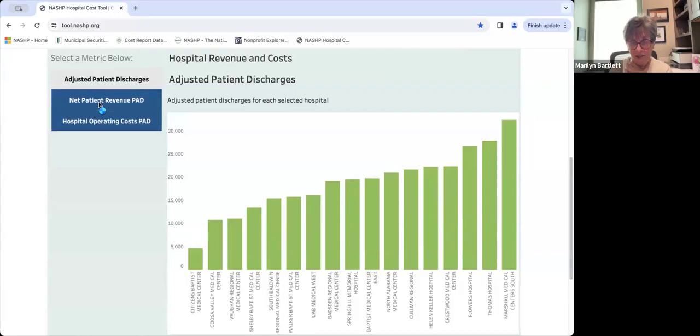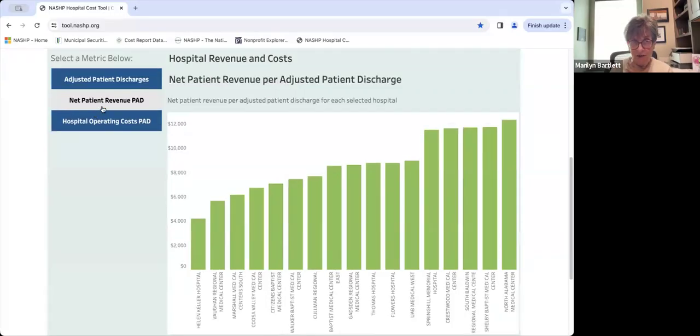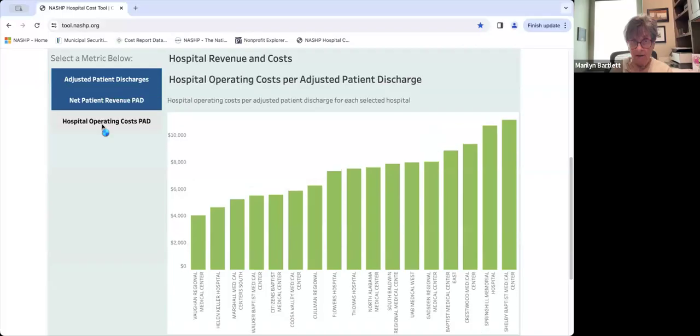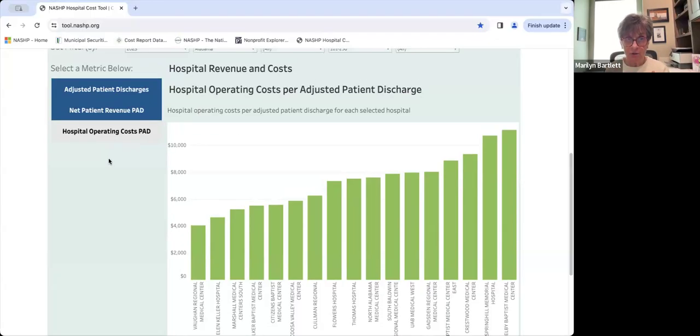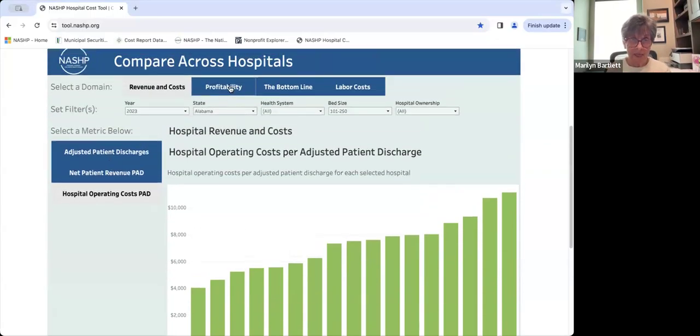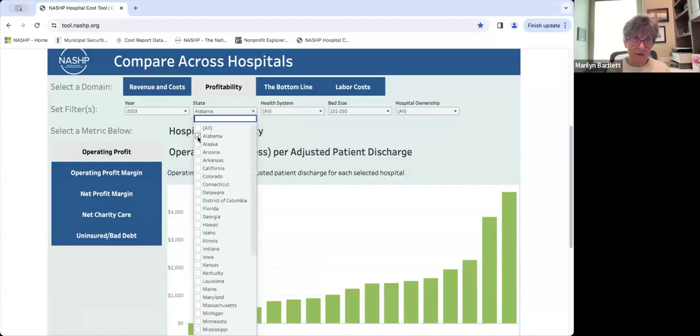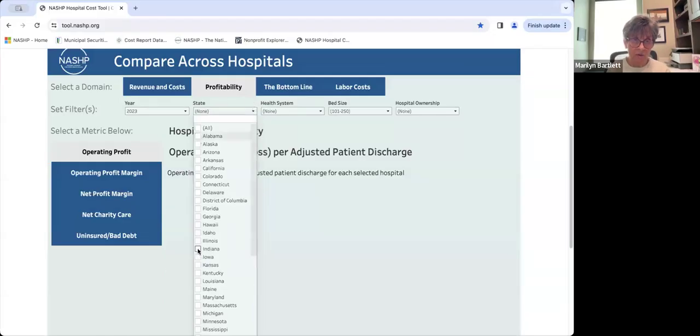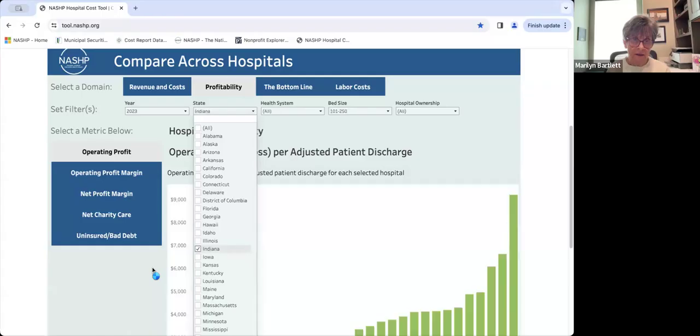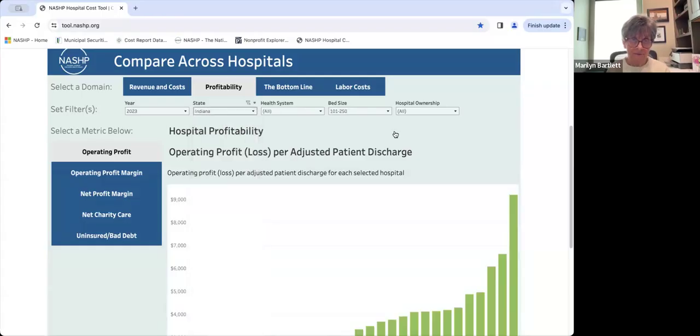You can look at net patient revenue per adjusted discharge, again, hospital operating per adjusted discharge. Now, since this is at the hospital level, this is their actual results. We can look at profitability. And here it popped back to Alabama, so I encourage you to always check that you are on the right state.